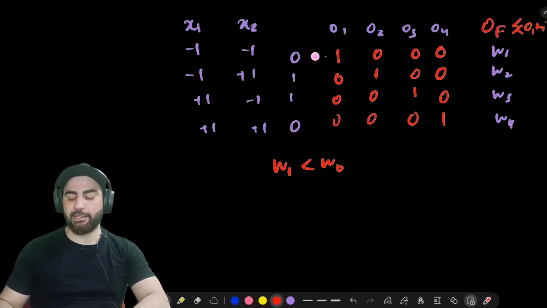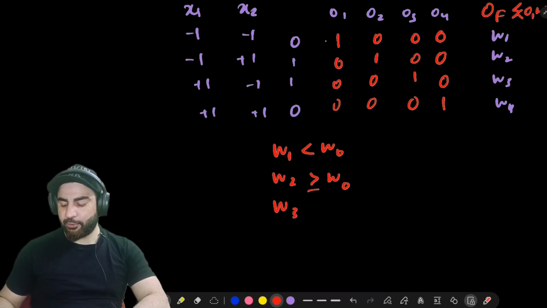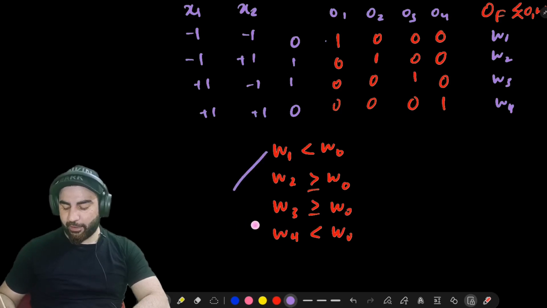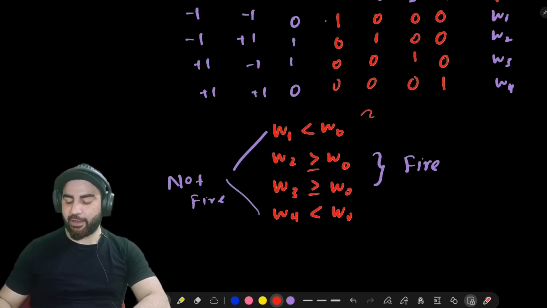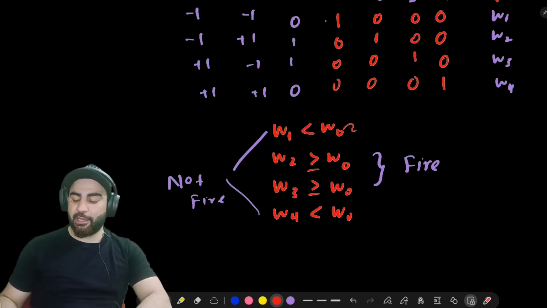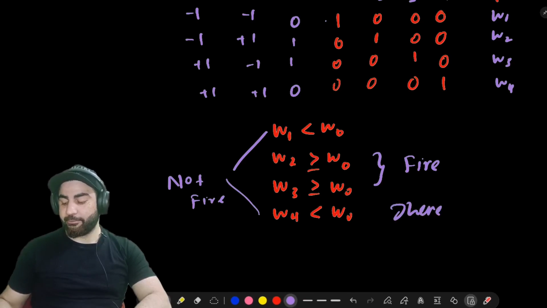Why? Because you don't have to fire in this case. In the second case, you have to fire. That means W2 should be greater than or equal to W0. And in the third case, W3 should be greater than or equal to W0. And W4 should be less than W0, because in these two cases, you don't have to fire the neuron. In the two cases, you have to fire. Now you see these four inequalities. There is no contradiction. You can solve it. You can find values for W0 such that all of these things are satisfied. So there is no contradiction.